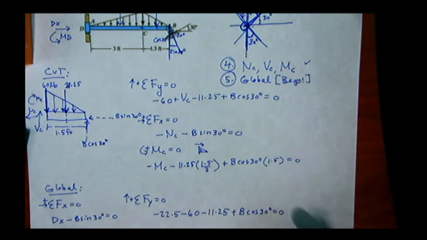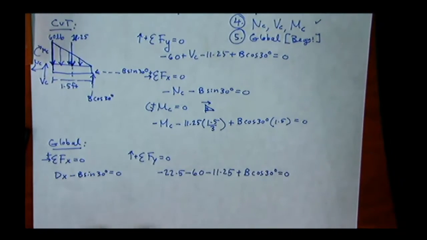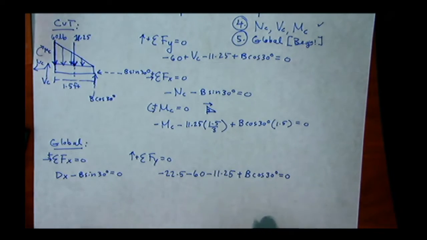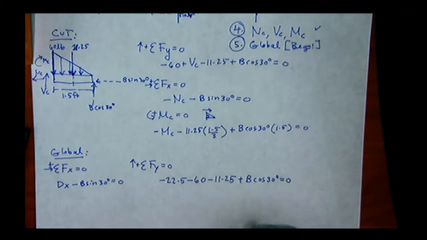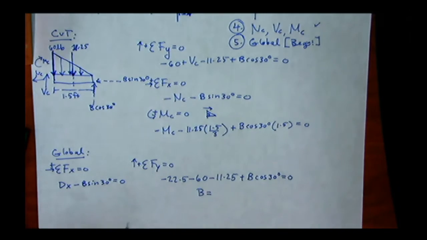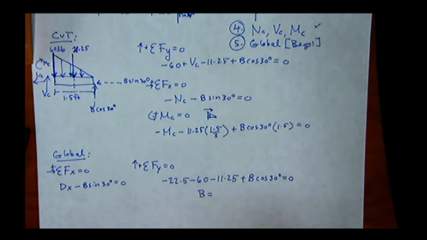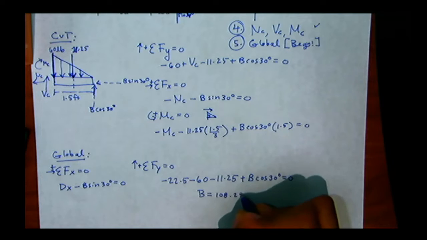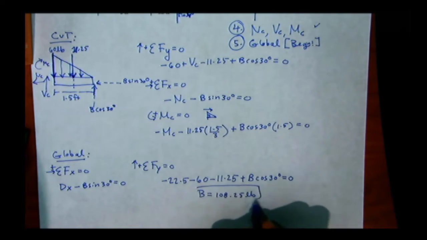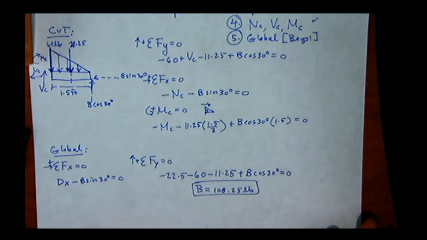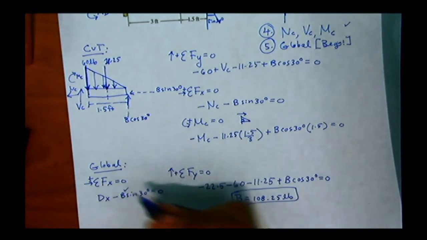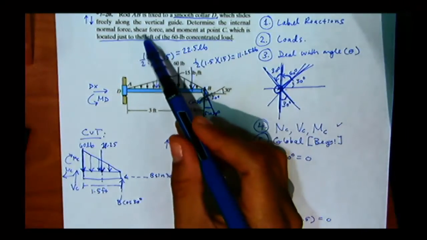So looking at this, you could solve for b, correct? Does that make things a little bit easier? All right, b should equal 108.25. So if you have b, you could solve for dx as well, correct? But our problem is asking us to determine the internal normal force, shear force, and moment at point C. So that would be extra, and you don't need it.